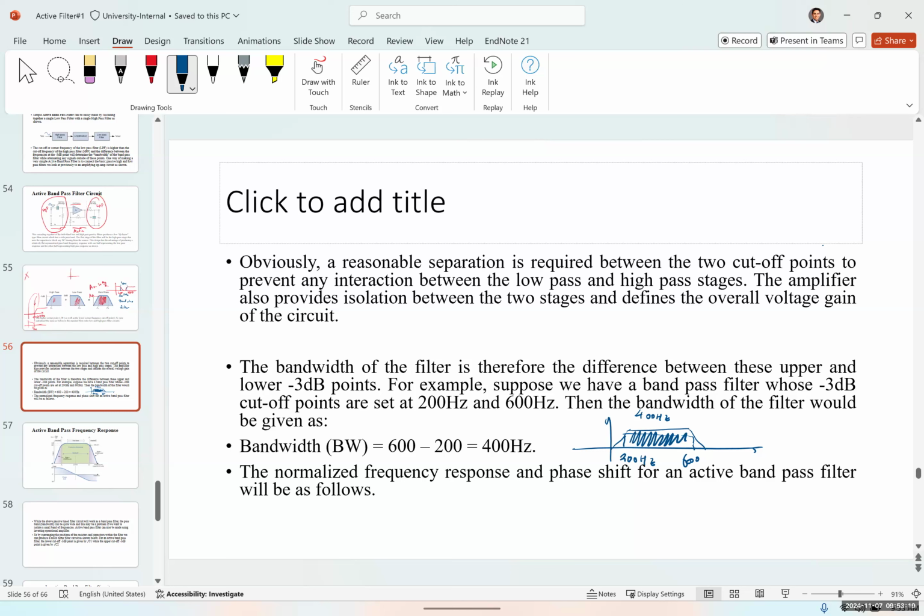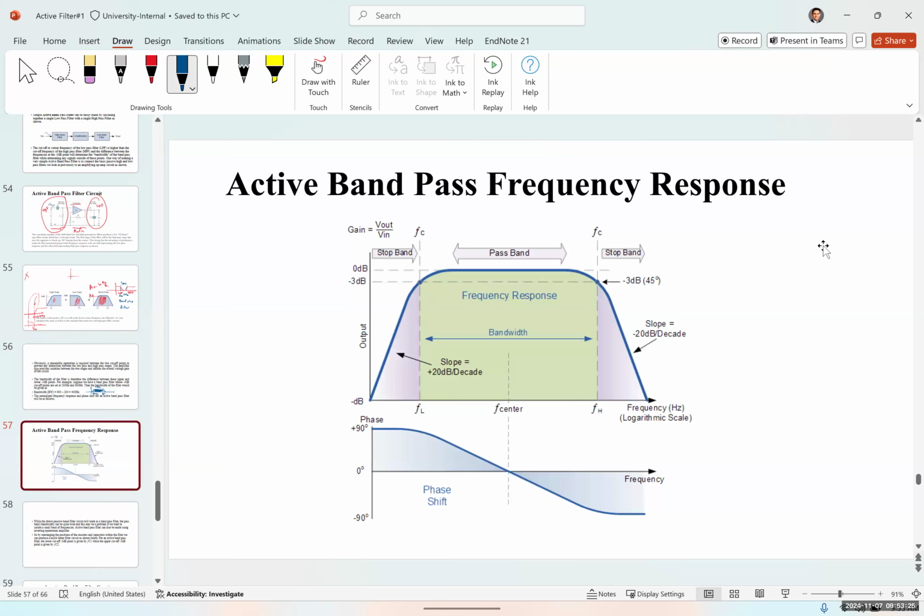So in this particular case, the frequency response and the phase shift would look like this. We're going to have a frequency response between 200 and 600 hertz. So the bandwidth for this one would be 400 hertz. And we're going to have a phase shift in the middle of this band. So the phase goes from plus 90 to 0 to negative 90.